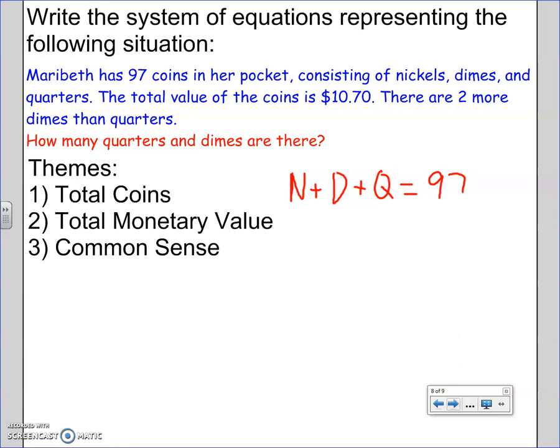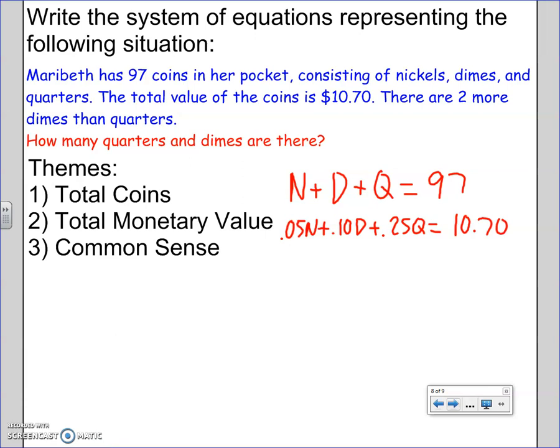Money value: a nickel's worth 0.05, 5 cents each. A dime's worth 0.10, 10 cents each. You actually don't need a 0 there. And a quarter's worth 0.25. And the total value is $10.70. That's the second equation. The third theme is the common sense theme.